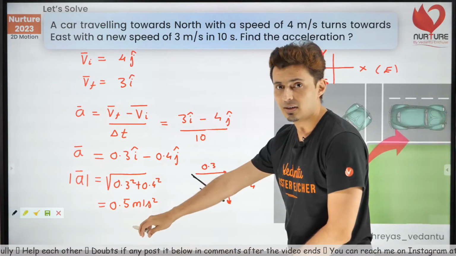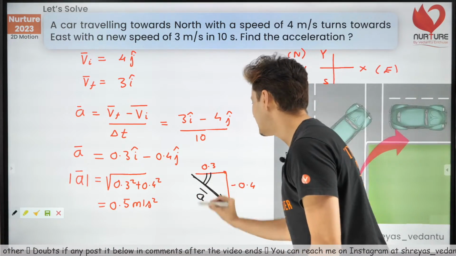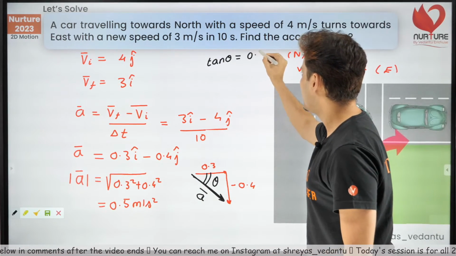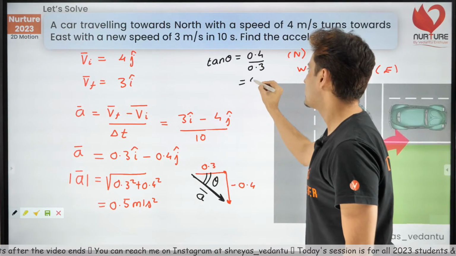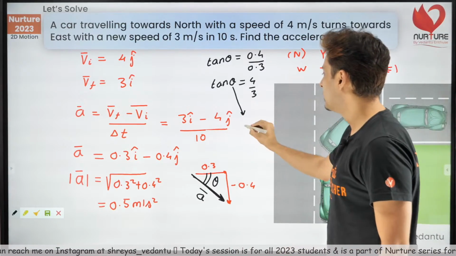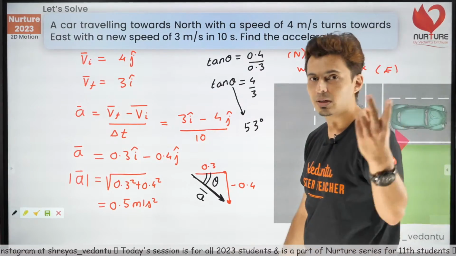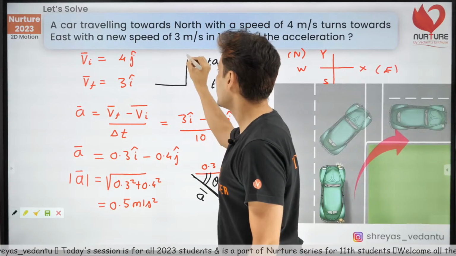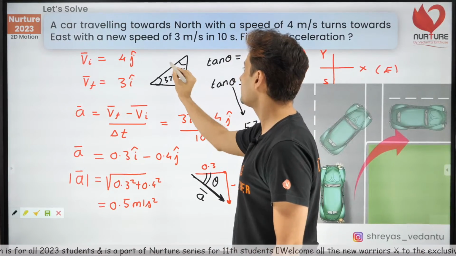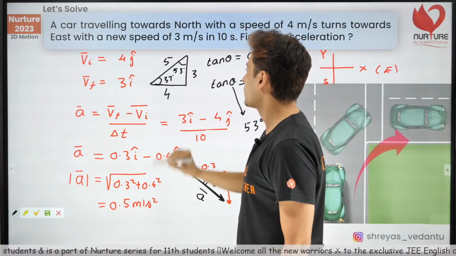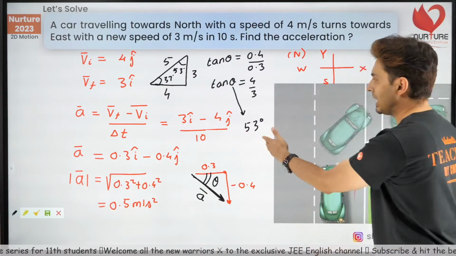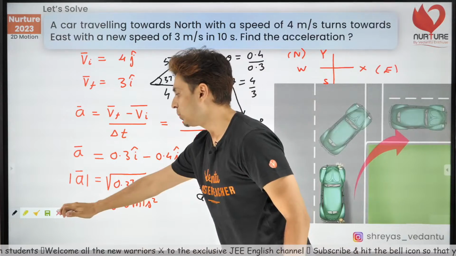So remember this answer, 0.5 meters per second square. By the way, you can also find this angle. This angle is not that difficult to find. This tan theta is 0.4 divided by 0.3, which is 4 by 3. Now whose tan is 4 by 3? This theta is going to be 53 degrees. In case you forgot how you got this as 53, I have given you that special triangle, 37, 53 triangle, 5, 3 and 4. So tan of 53 is 4 by 3. If you remember that, you can get it very easily. Okay, so that was that.